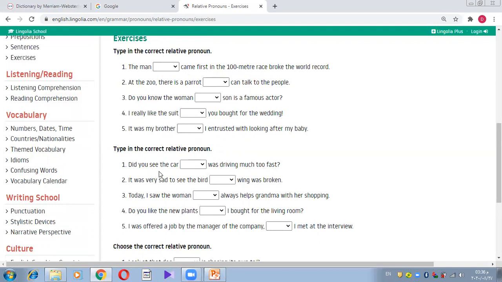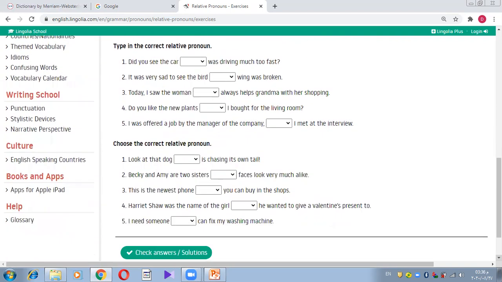The same here. Did you see the car was driving much too fast? It was very sad to see the bird wing was broken. Today I saw the woman always helps grandma with her shopping. Do you like the new plants I bought for the living room? I was offered a job by the manager of the company I met at the interview. I want you to try to use the relative pronoun as well. Okay?